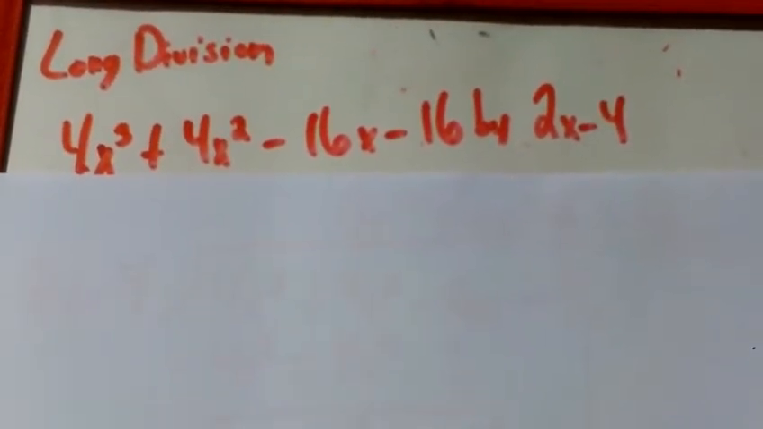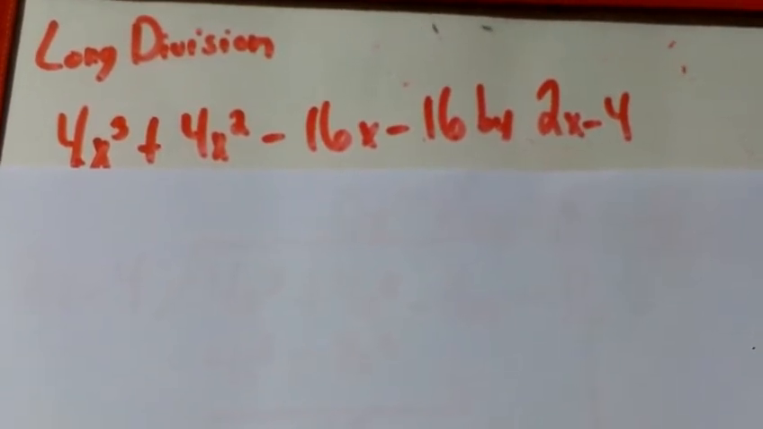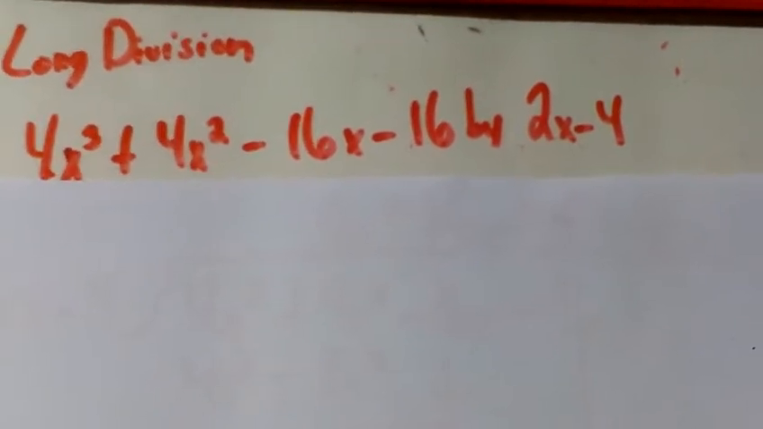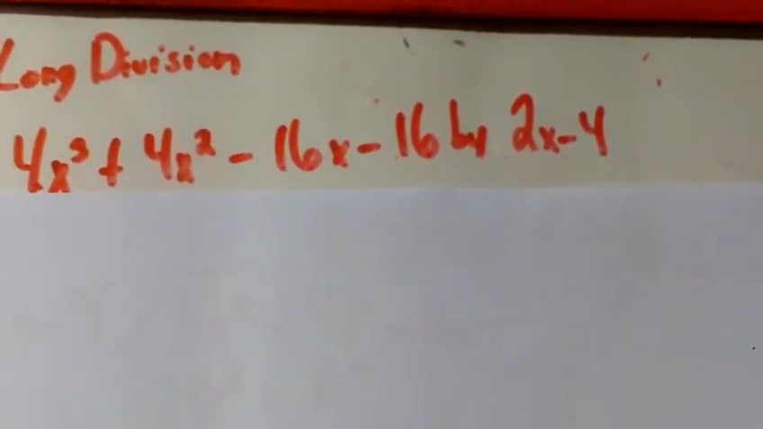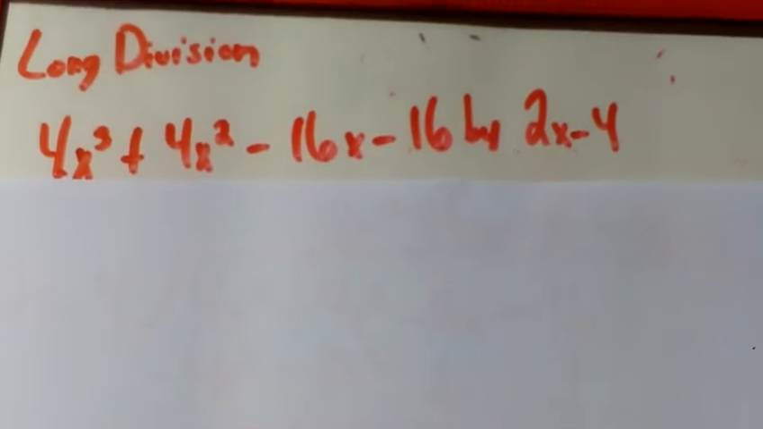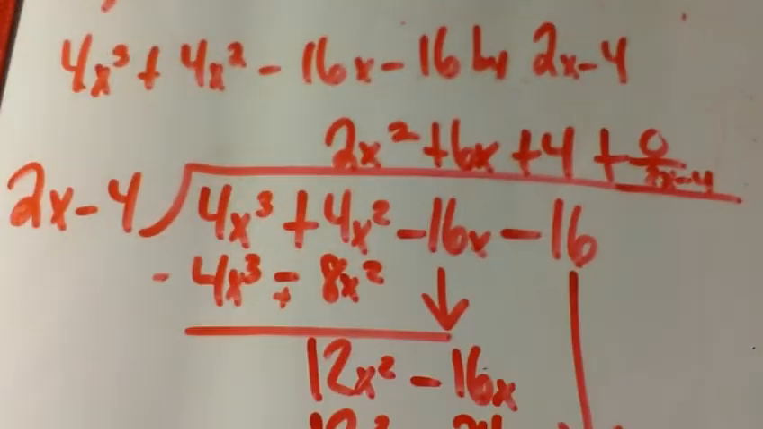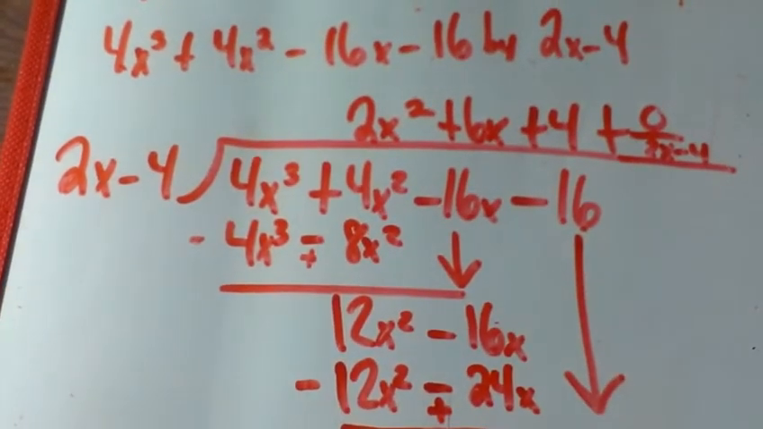So the question is 4x to the third plus 4x squared minus 6x minus 16. You want to divide that by 2x minus 4. Okay, so you just go ahead and get into your division.